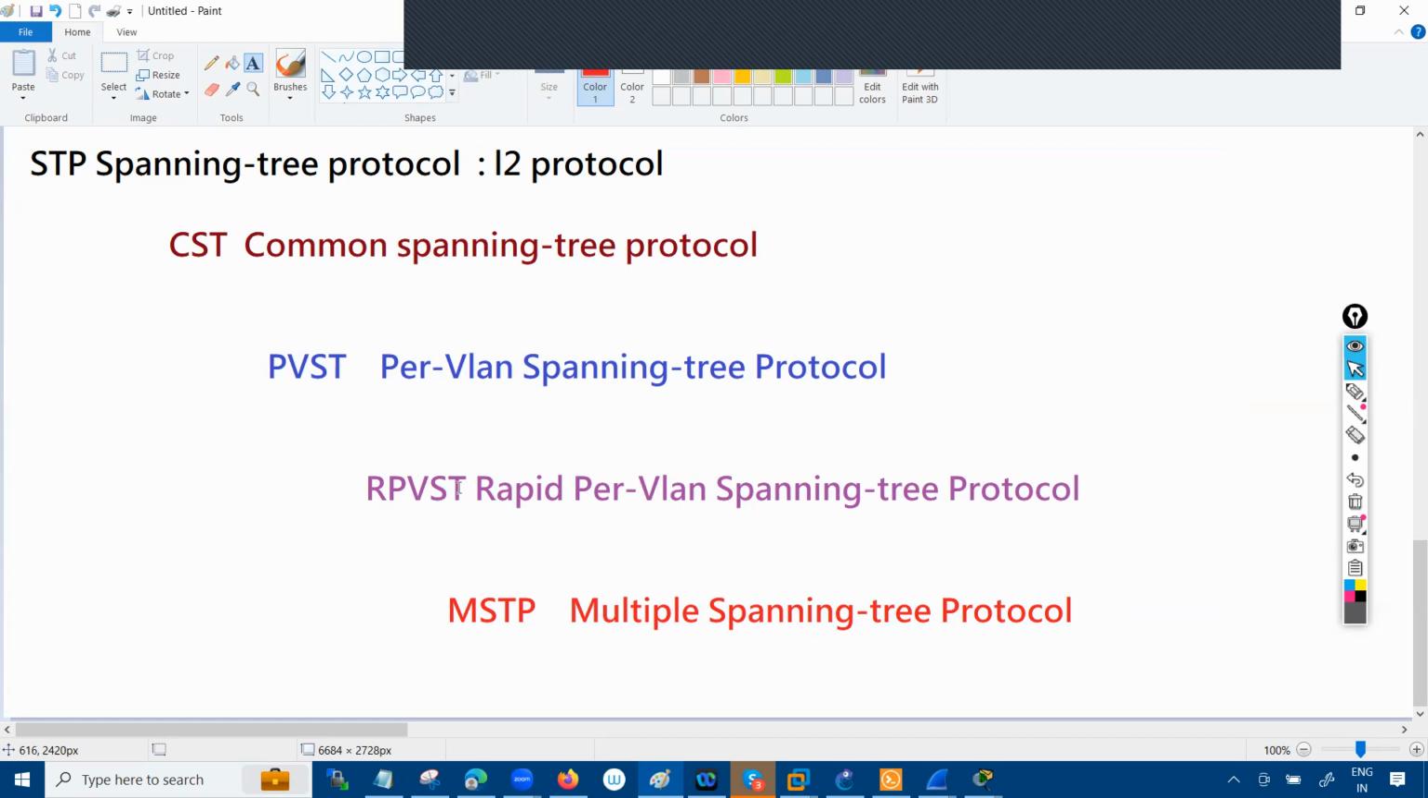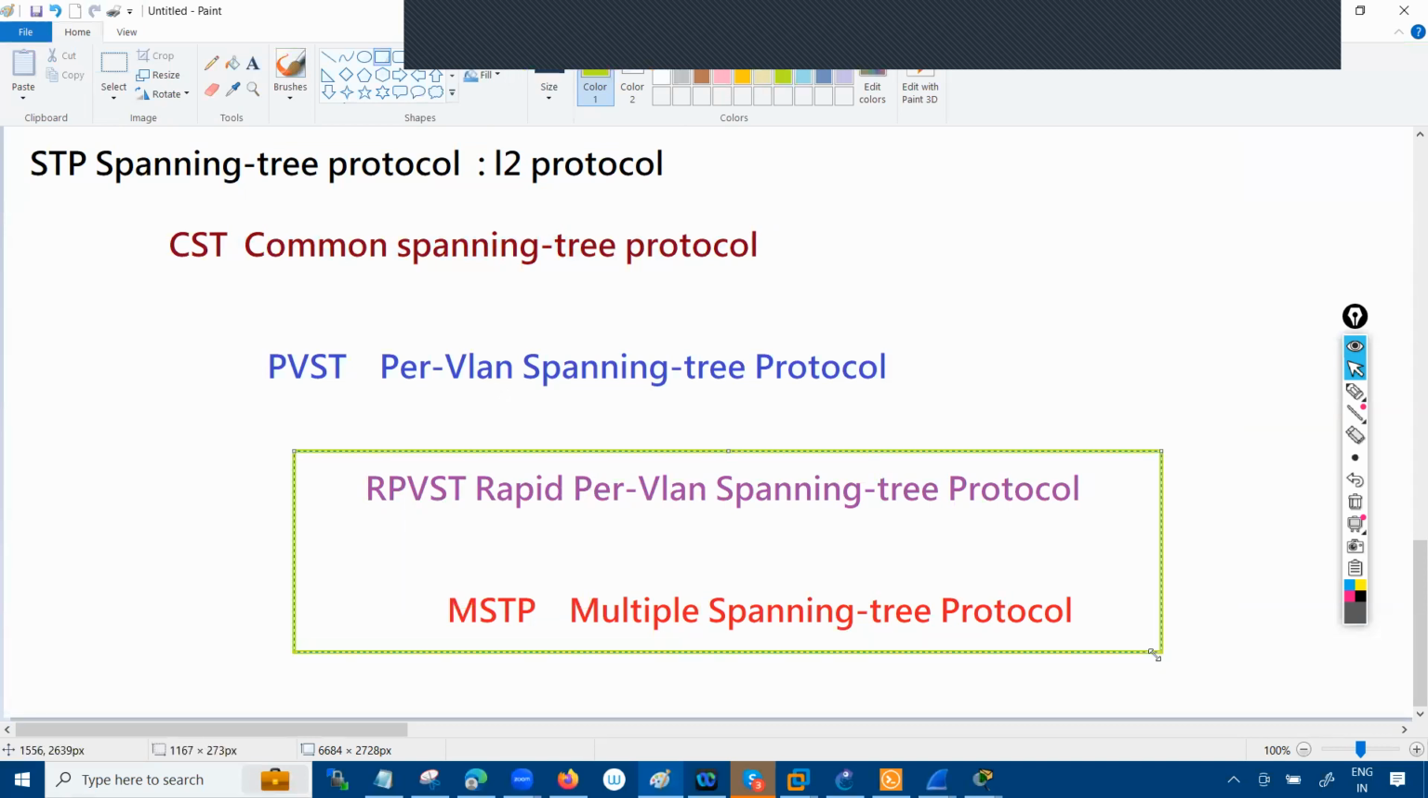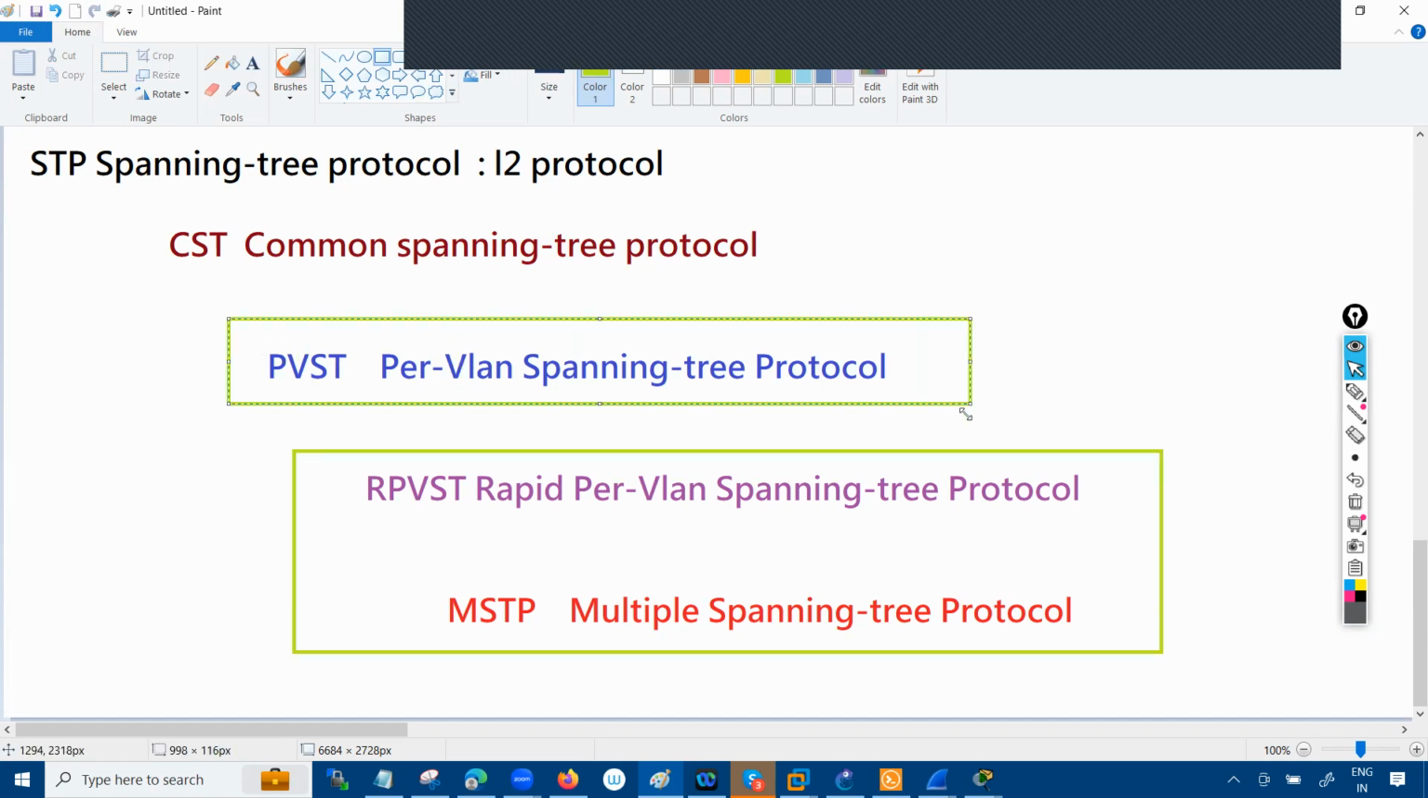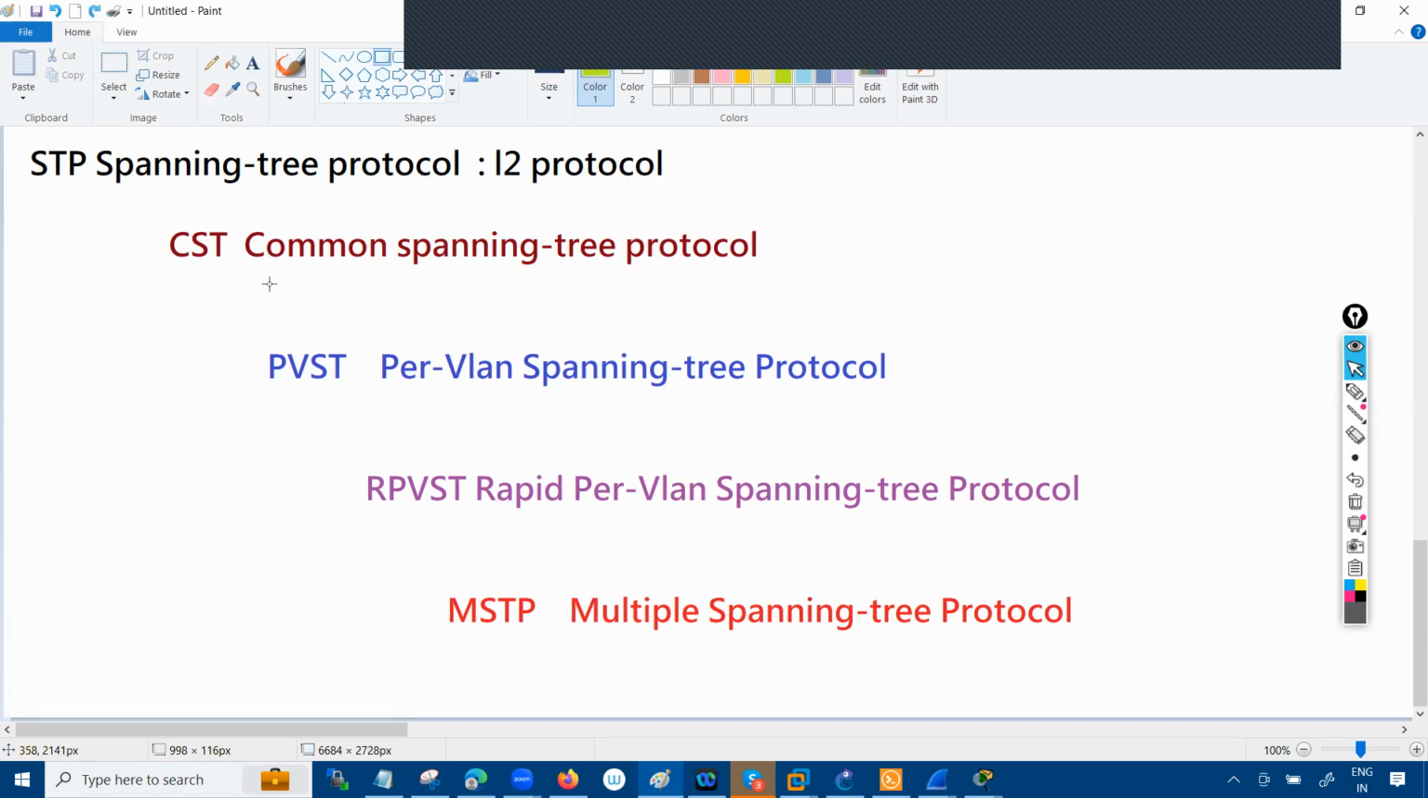So the thing is, mostly in the production network, these two are used: RPVST and MSTP. Somewhere you can find PVST, but you cannot find CST. It's totally obsolete. CST is a totally obsolete one.